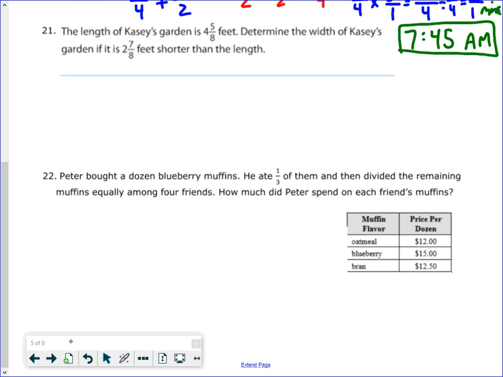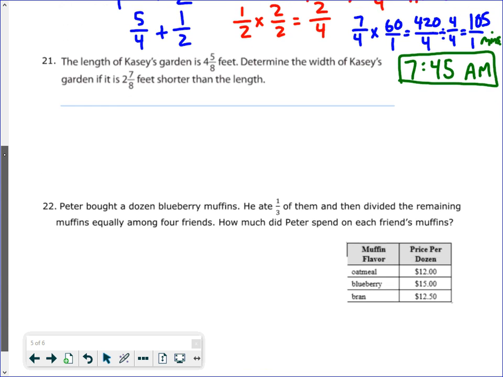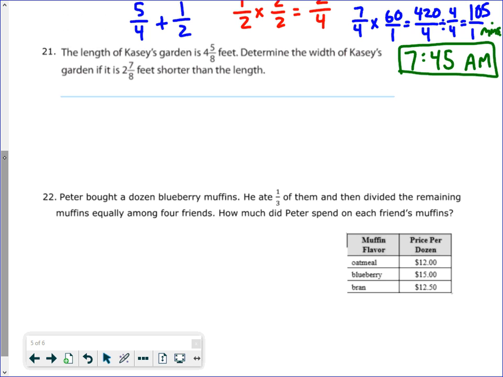Almost there, 2 more. The length of Casey's garden is 4 5/8 feet. Determine the width of Casey's garden if it is 2 7/8 feet shorter than the length. So we're subtracting here. It's shorter than it. So we're going to do 4 5/8 minus 2 7/8. So we need to change these to improper fractions first. Depending on your level, there's a lot of things you can do here. You can do it like the builders and regroup, but we're going to just do it the fail-proof way.